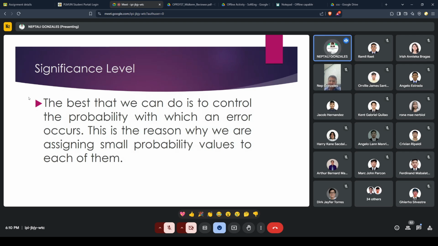So the best that we can do is to control the probability with which an error occurs. This is the reason why we are assigning small probability values to each of them. So you will know later the values associated with our computation. If the computed value is less than or equal to, if the computed value is greater than or equal to, so that you will know when to reject or when to accept a certain null hypothesis or decision.